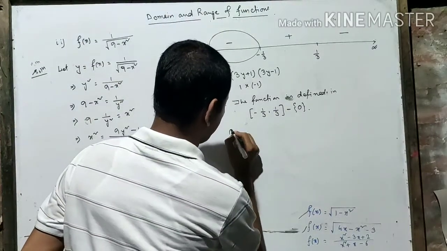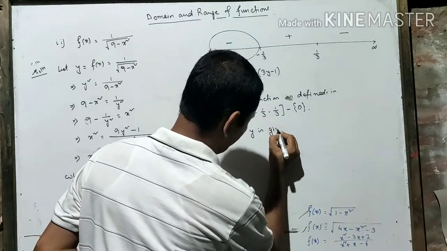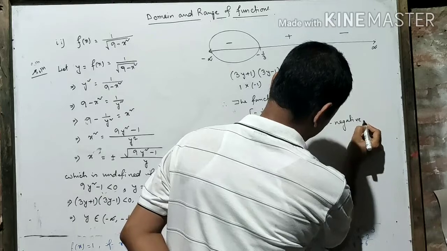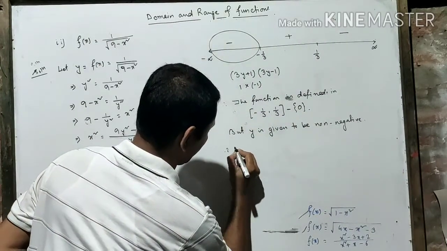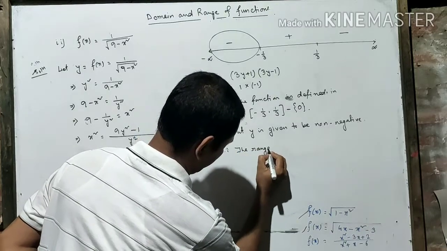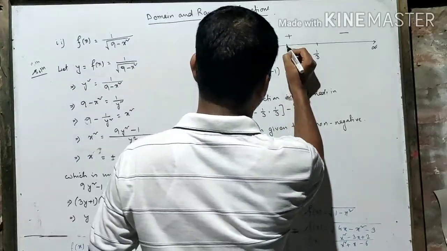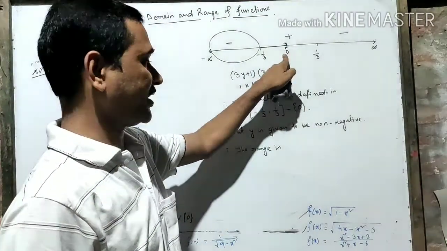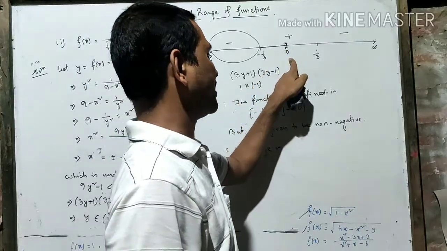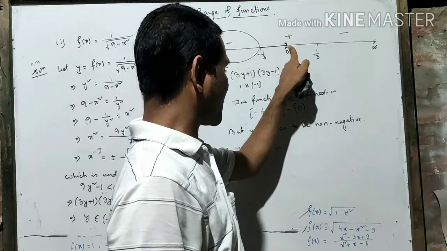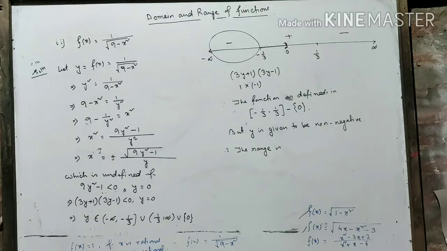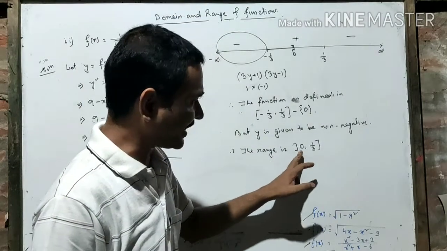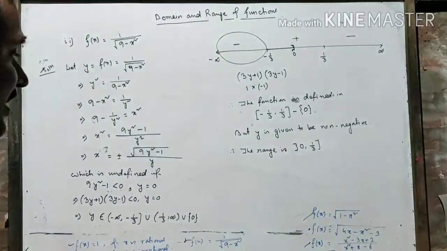But now you write y is given to be non-negative. Therefore, the range is, you cannot take 0, so leaving 0, up to 0 this is undefined. Given to be non-negative, so you cannot take negative. It is undefined at 0, so you cannot take 0. So it is defined from just the right side of 0 to 1 by 3. So the range is from open 0 to closed 1 by 3. Okay. Let us take one more example.